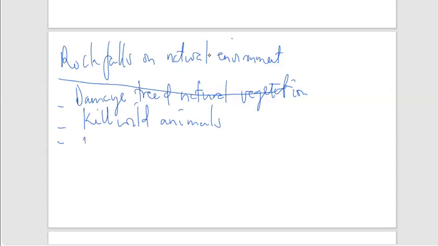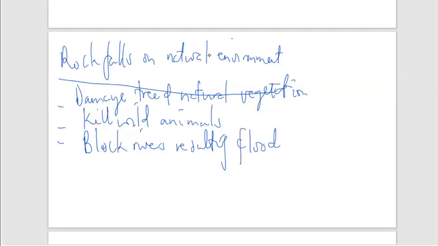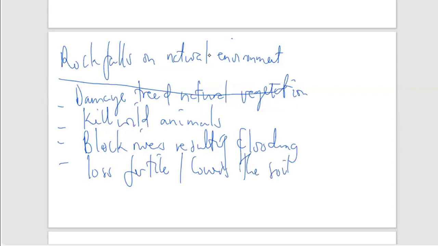Also, the rock falls can block rivers, resulting in temporary damming, which can cause flooding on the environment. We are looking at temporary damming here because of the rocks that would have fallen. It can also result in loss of fertile soil as it covers the soil. The rocks that would have fallen will cover the soil and will reduce the amount of fertile soil.